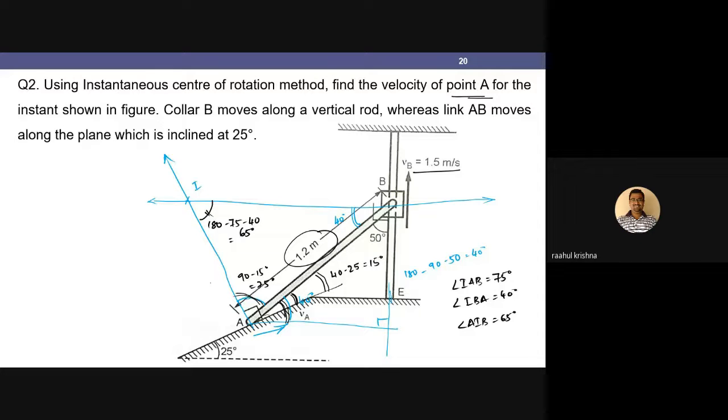Yes, sir. Simple. Once we understand the methodology, it is just about how I arrive at this angle. That is what matters. That is what actually makes the different types of questions. In the previous problem we had a different methodology. Here I have a different methodology. But at the end I have to get all the angles for the triangle IAB. Correct?